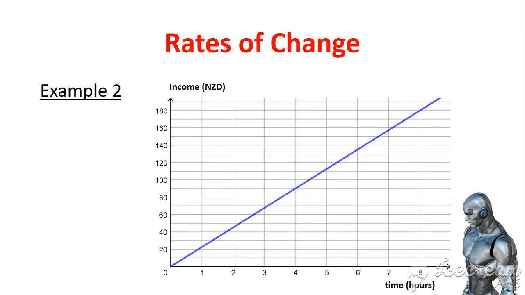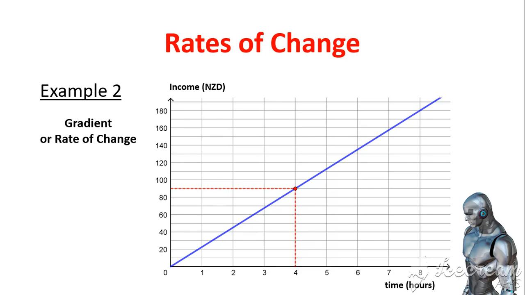Right, let's move on to example 2. Again, on the x-axis, we have time, and we're going up to 8 hours. And on the y-axis now, we have the income measured in New Zealand dollars. Again, we're going to work out the gradient or the rate of change, and we need 2 points. The first point's going to be our origin, and the second point, I found a point here at 4 hours. We look to be somewhere between 80 and 100, which is going to be 90.